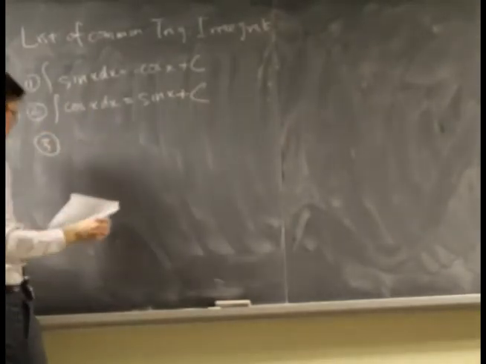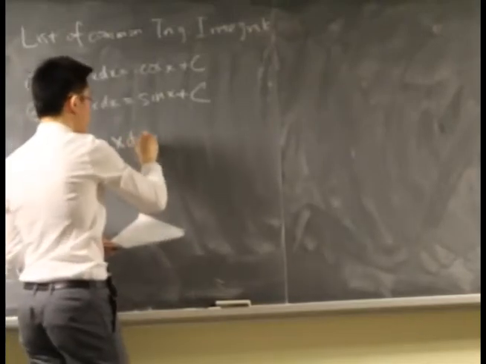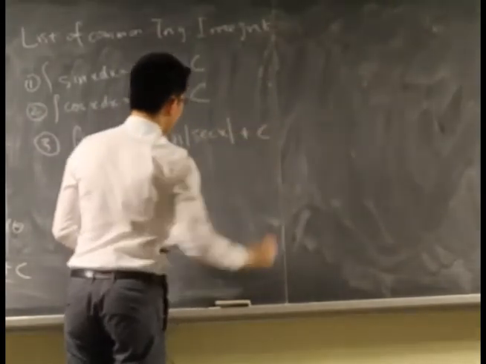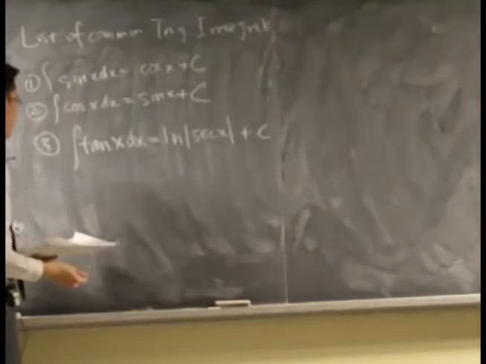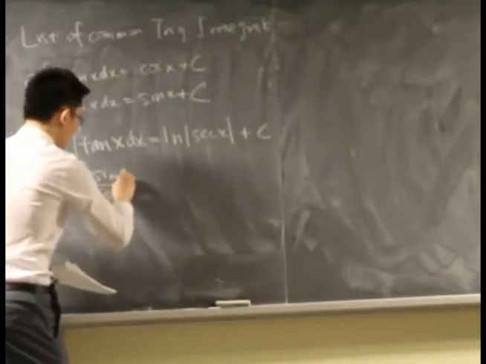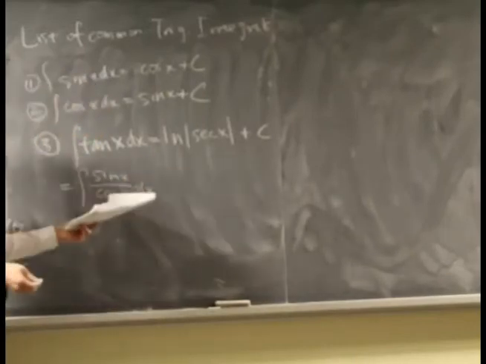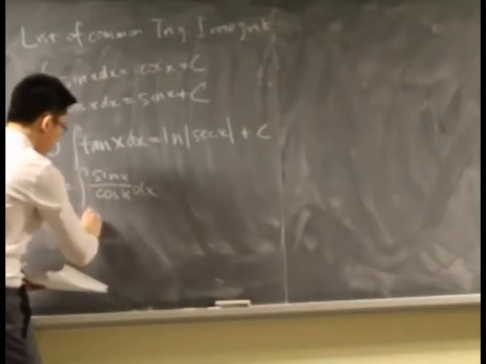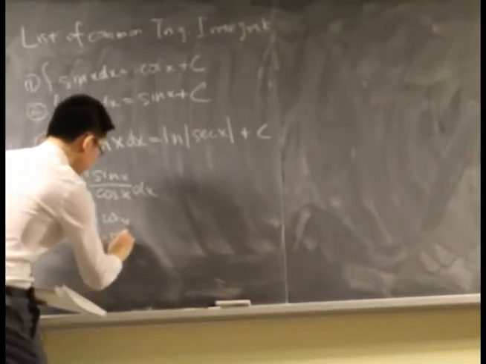For some of the more difficult ones, we have the integral of tangent x dx is equal to ln of secant x. And that, I'm actually going to illustrate right now. This is equivalent to the integral of sine x over cos x, an excellent opportunity to illustrate integration by substitution, where we let u equal cos x, and du is going to be equivalent to negative sine x.